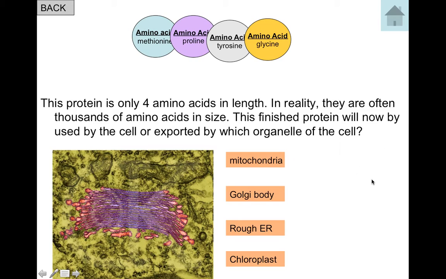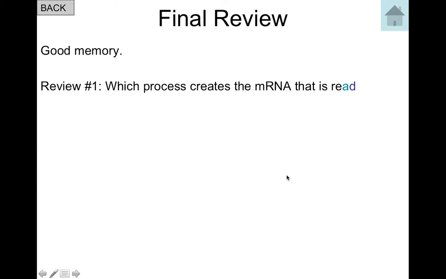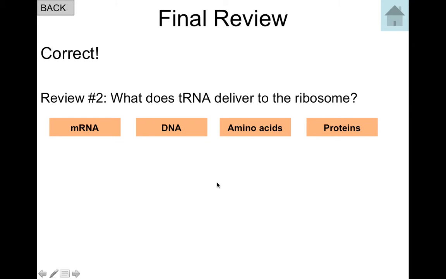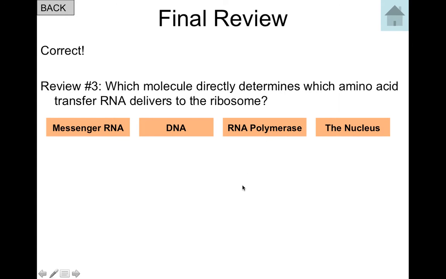They are exported by what organelle of the cell? Could it be our Golgi body is the exporter? Hopefully you remember that from grade 8. And what process creates the messenger RNA? Well, we should know that's transcription. What's the transfer RNA bring? We should know it brings an amino acid.